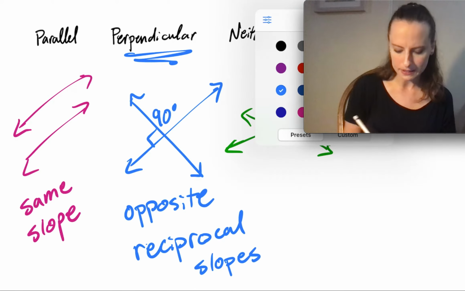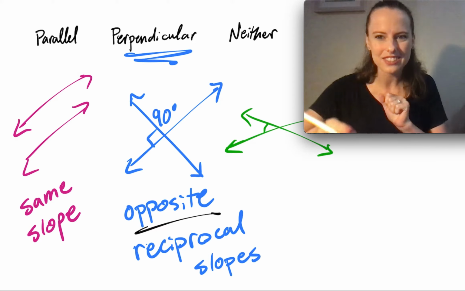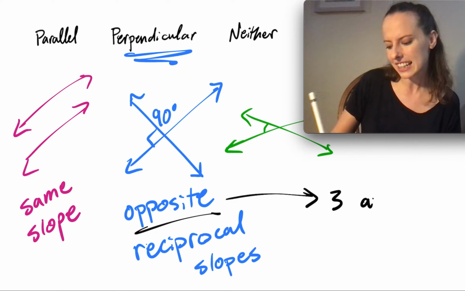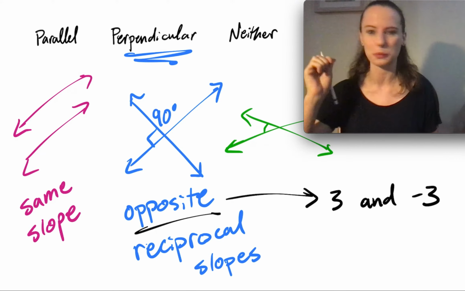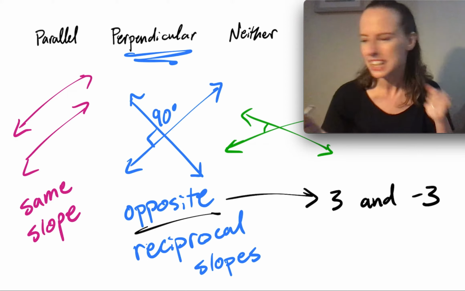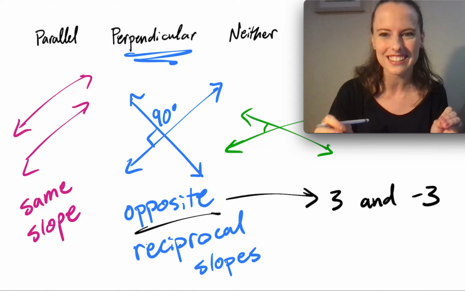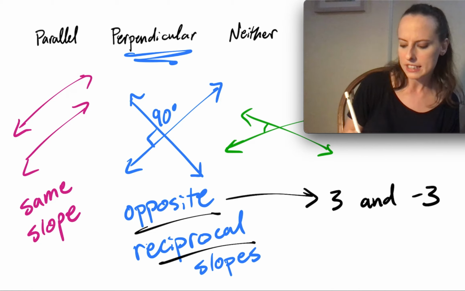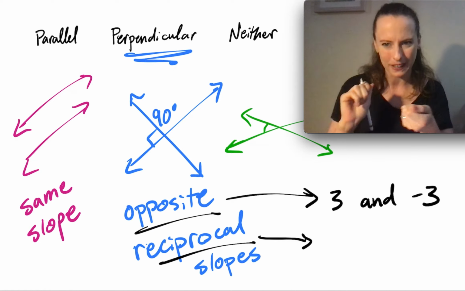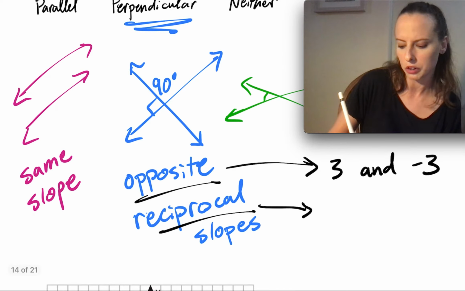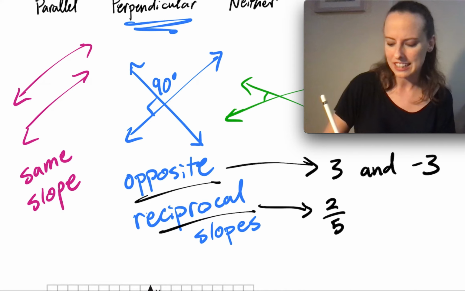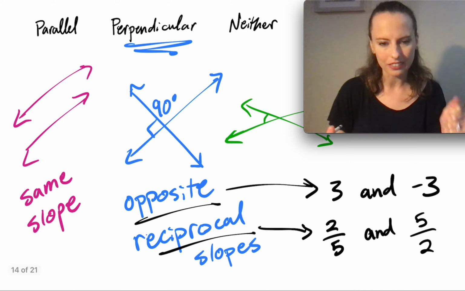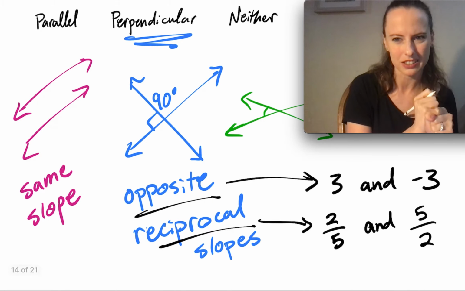So the word opposite really means that you change the sign of a number. So for example, 3 and -3 are opposites because one of those is positive and the other is negative. It doesn't matter which one is which, it just matters that you have one of each for them to be opposites. And reciprocal means that you take a fraction and you flip it. So let's say we have the fraction 2/5. Its reciprocal is 5/2.